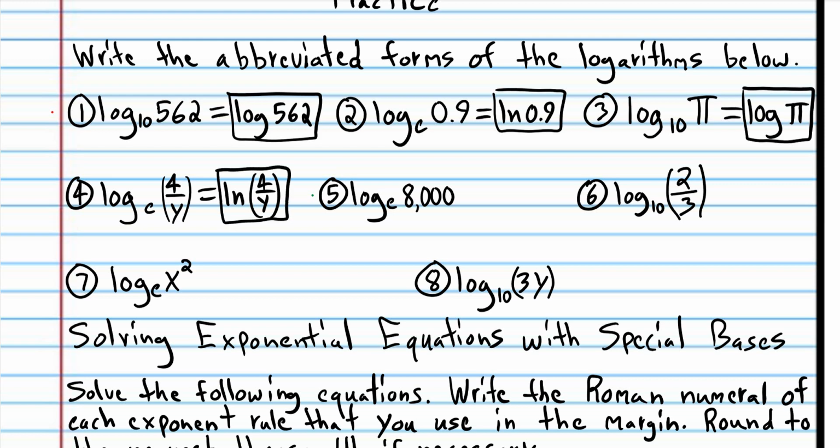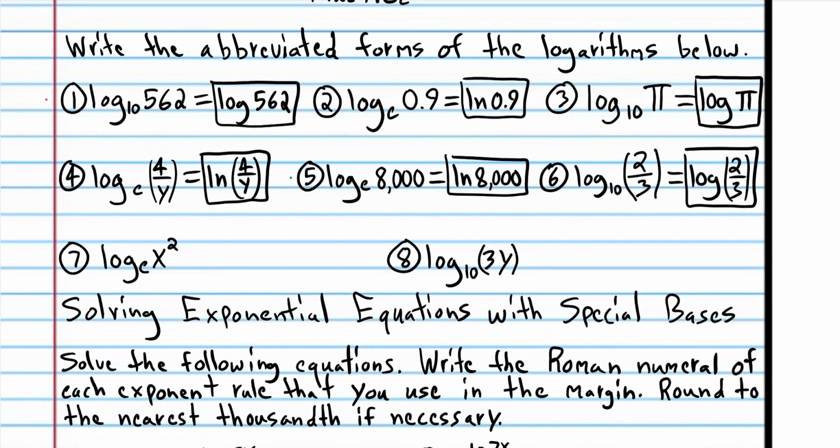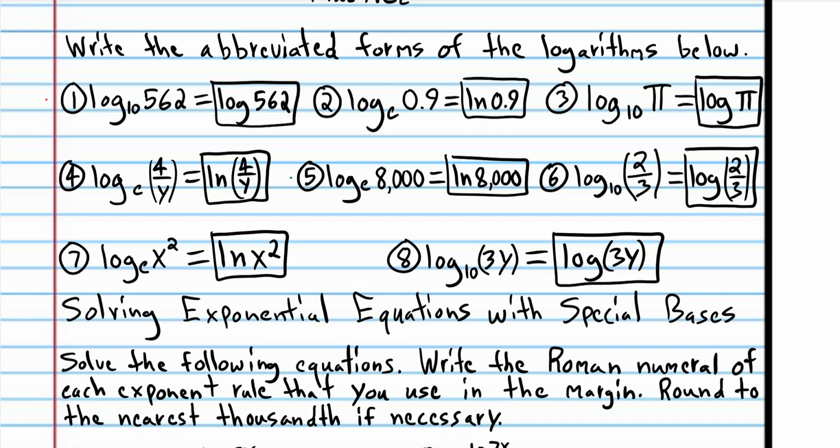Okay, we're back. Log base e of 8,000 is ln 8,000. Log base 10 of 2 over 3 can be written as log 2 over 3. Be sure to write parentheses around the fraction. Log base e of x squared can be written as ln x squared. No parentheses needed in that case. And log base 10 of 3y can be written as log 3y. You do need parentheses there, though. So if you got those right, good job.